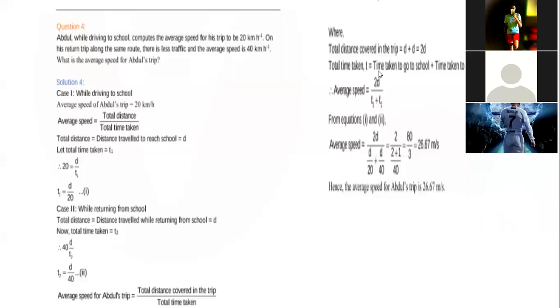And total time taken is equal to time taken to go to school and time taken to return from the school. So that is T1 plus T2. So average speed is equal to 2D divided by T1 plus T2. So already 2D divided by T1 is what? T1 you have found out here, D by 20, and T2 is equal to D by 40. So which gives you an average speed of 26.6667 meter per second. Hence your average speed of Abdul trip is 26.67.